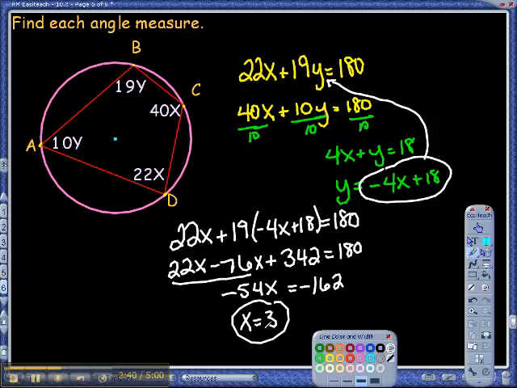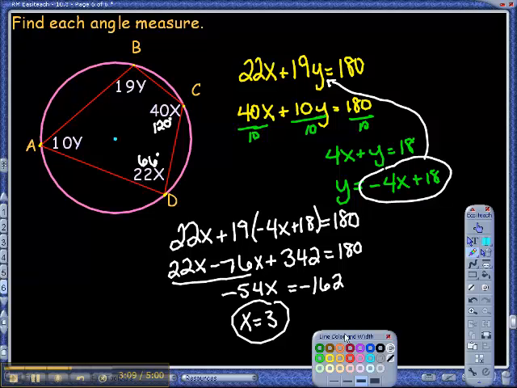Now, that's great. I know what x is. That will help me to figure out what the angle measures with an x are. So I know that this angle, 40 times 3, is going to give us our 120 degrees. And we could take a look at this one. This is going to be 10 times 3, which would be a y. There's my other x. 22 times 3 is going to be our 66 degrees. So there's my two angles that we know for sure.